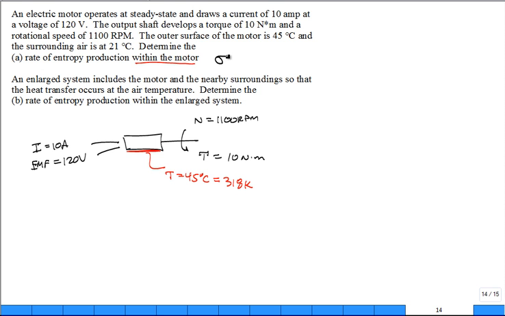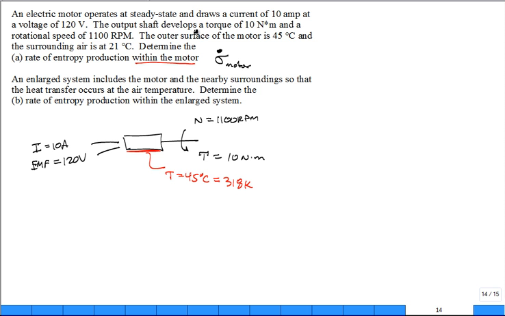So determine the entropy production within the motor. Find sigma, and if you want, you can say motor. So it's entropy production, and it's a rate, isn't it? It's a rate of entropy production in the motor. So sigma dot motor. Good symbol for what we're looking for. How am I going to find it? I pause, I let you work on it. Let's see what you come up with.